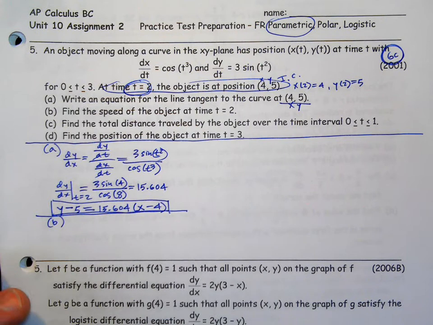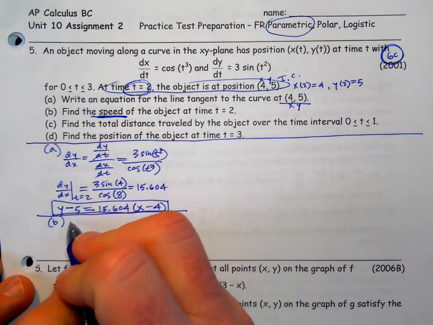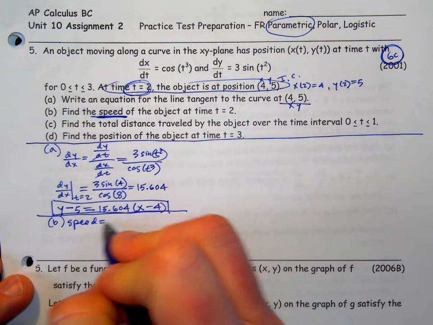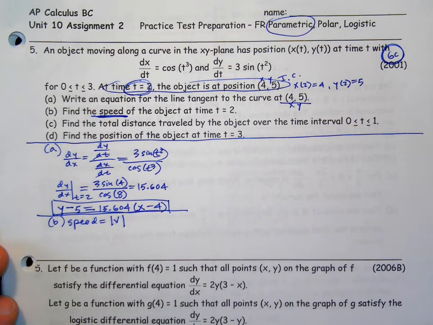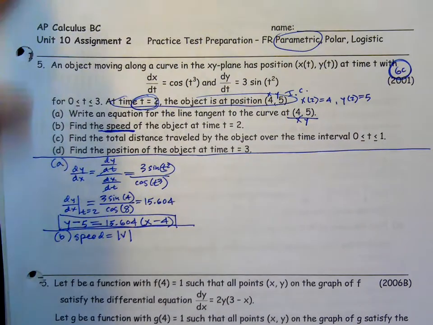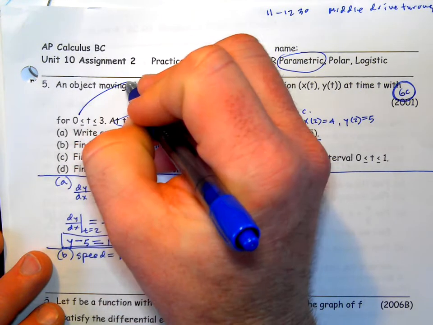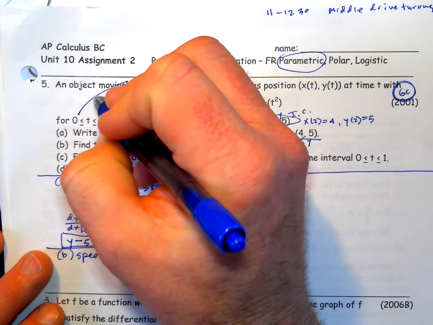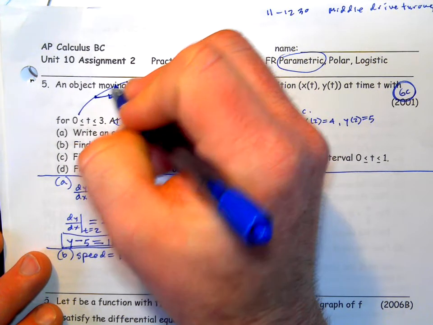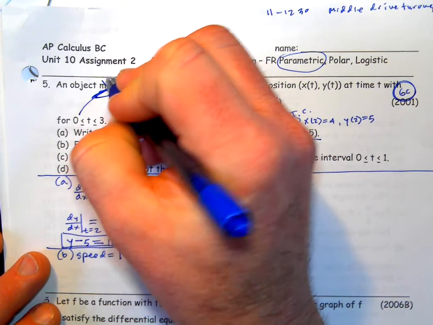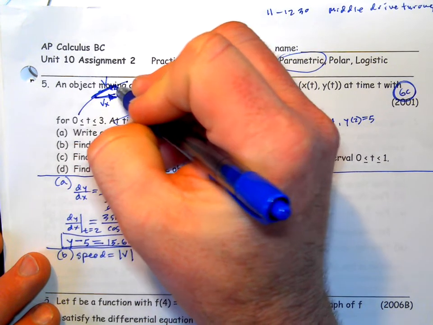Find the speed of the object, not velocity, speed. Now, speed is the absolute value of velocity, the magnitude of the velocity without direction. And it's this idea, we can write it up here if you want, that you have this parametric curve, and at any point it has an x velocity and it has a y velocity. So it's like we have a velocity vector, and you have an x component and a y component.